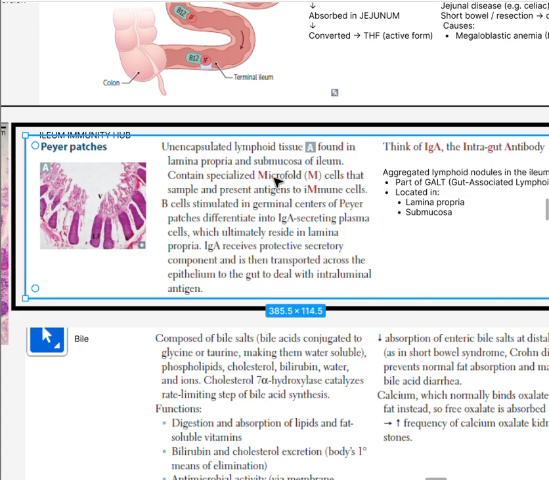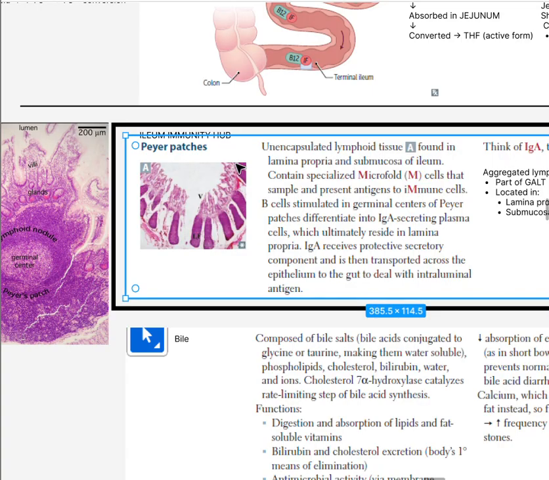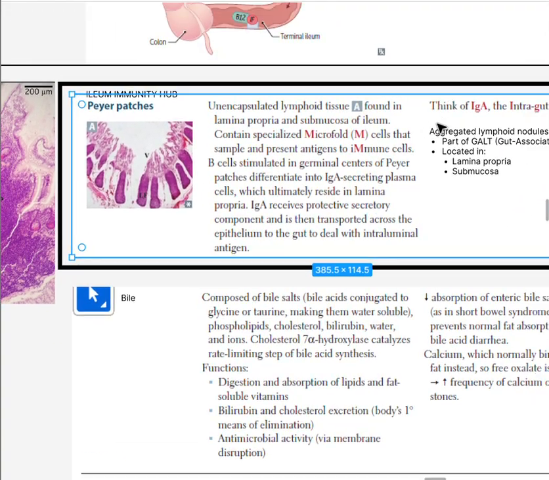They contain specialized microfold M cells that are attacked by typhoid fever bacteria, that sample and present antigen to the immune cells. The B cells stimulated in the germinal centers of the Peyer patches differentiate into IgA-secreting plasma cells, which ultimately reside in the lamina propria. The IgA receives a protective secretory component and is then transported across the epithelium to the gut to deal with the intraluminal antigen. Think of the IgA as the intra-gut antibody or the ileum immunity hub, right? That's something. Let's end here.